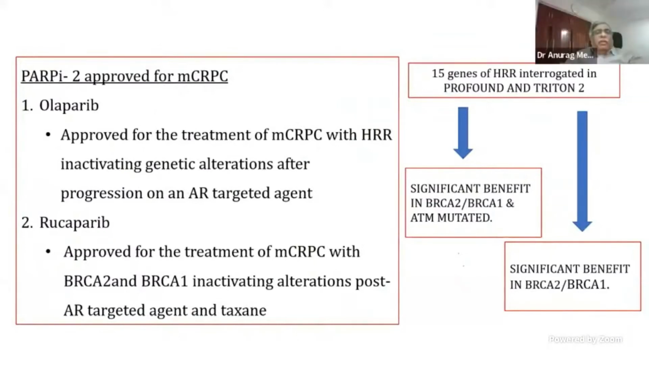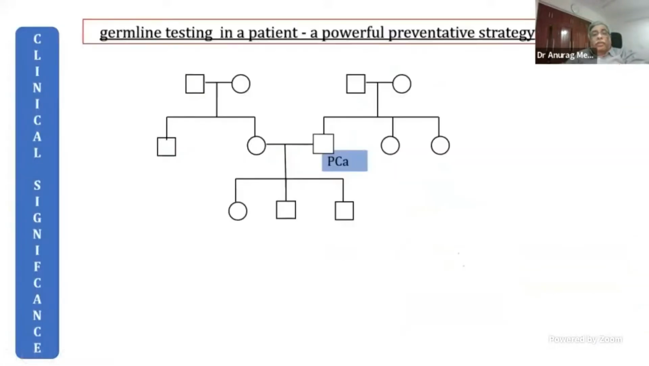Okay. Thank you. So there are two approved PARP inhibitors, olaparib and rucaparib. For olaparib, we need to test the entire HRR set of genes, and for rucaparib, we can just test BRCA1 and BRCA2 in both germline as well as somatic setting.